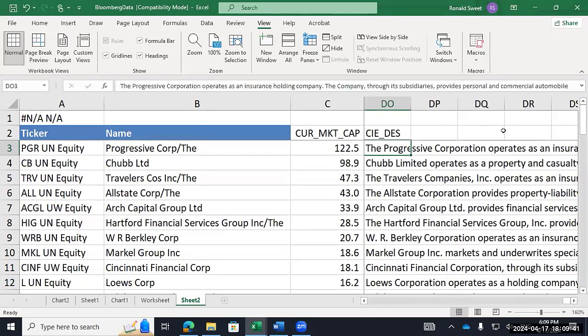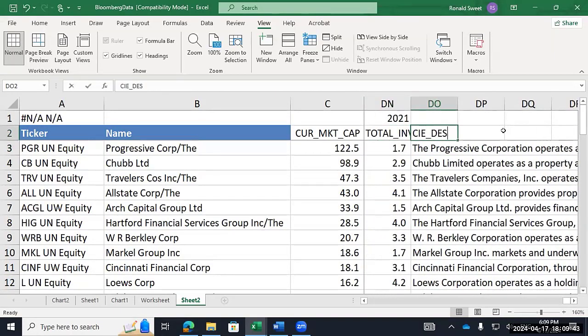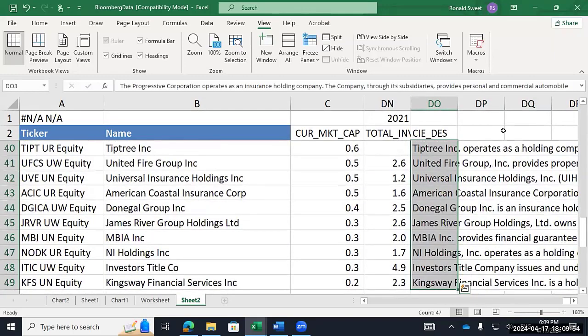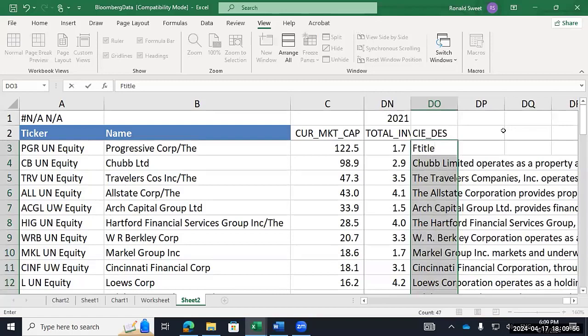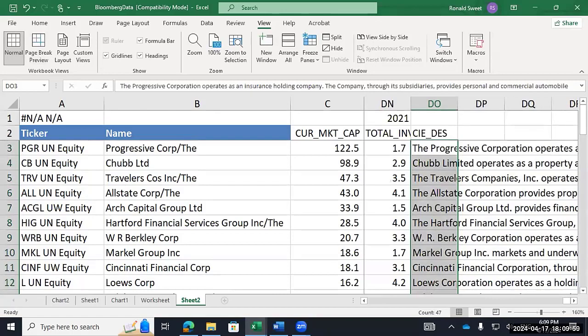Oh. And the one other thing you can do is this. This is pretty cool. The CIE DES, which I don't remember what that stands for, gives you a description of the company, which is really, really helpful. That's how I can find the title companies.